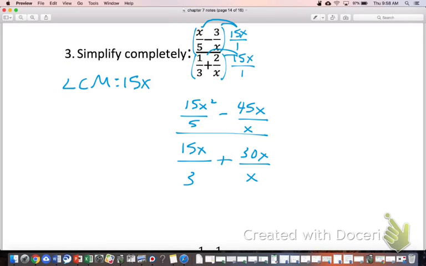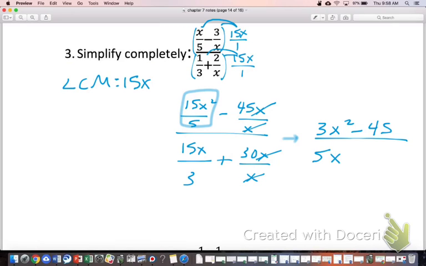So I would say this first fraction, 15x squared over 5, would reduce down to be 3x squared, right? Because 15 over 5 is 3. The x squared doesn't have anything to cancel with. I'm looking at this one right here. 15 over 5, yeah? Yep. Okay. And then 45x over x, the x's would cancel, leaving me with minus 45. And then down here, lower left, 15 over 3 is 5. There's nothing for the x to cancel with. And then 30x over x, the x's cancel, leaving me with 30.